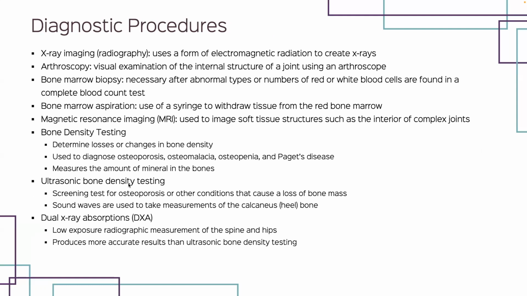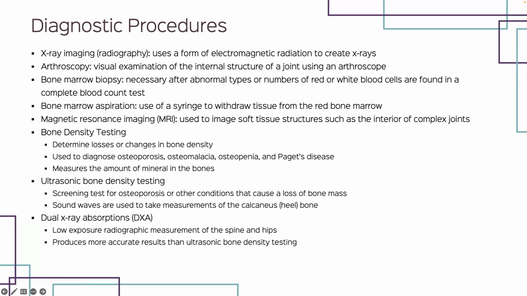And then some of our diagnostic procedures for the skeletal system are x-rays. We all know what x-rays are. We've got bone density testing, which can determine the loss or the change within that bone density. You've got ultrasonic bone density testing. So instead of using a CT or an MRI or an X-ray to tell the bone density, they can actually do it with an ultrasound.